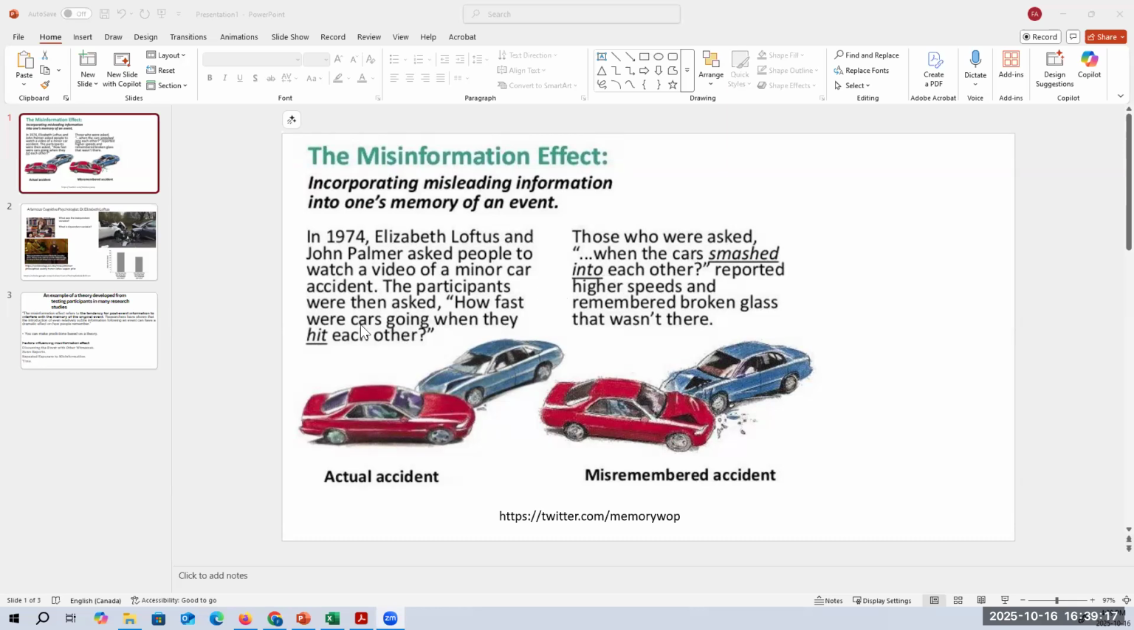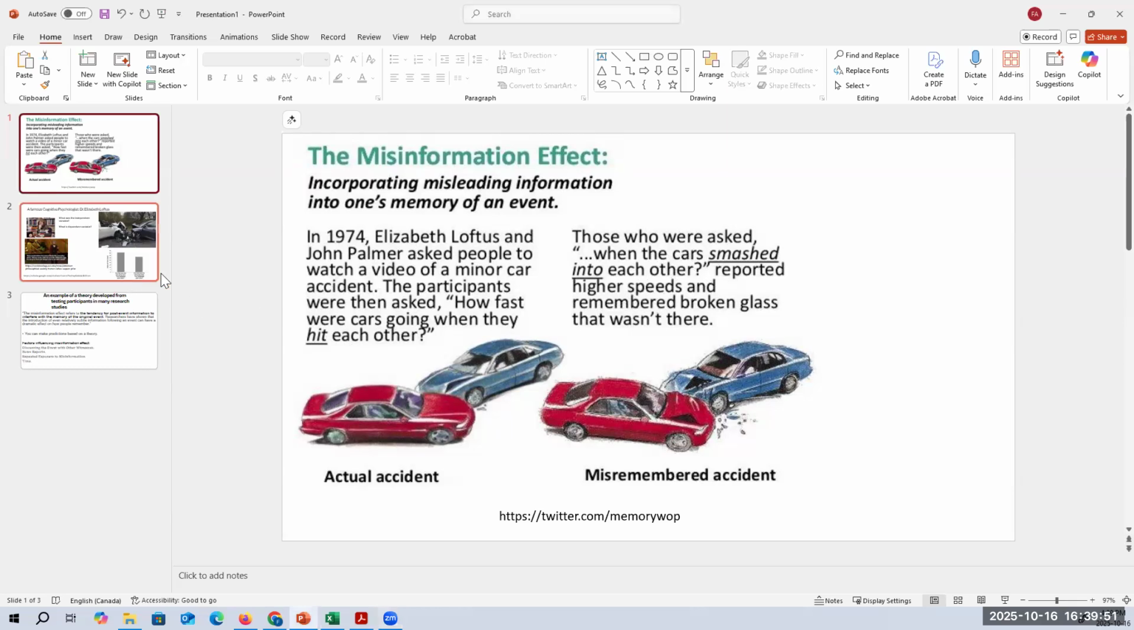So I believe there were two groups. I'm not sure if it was an independent design or paired design. So with an independent design, you would have two groups. One group would hear the hit in terms of the wording of the question versus another group would hear the smashed. Or all participants undergo both conditions, where they hear the question with the hit in it, the question with the smash in it, and the question with the contact in it, right? And they're supposed to report the speed and the broken glass.